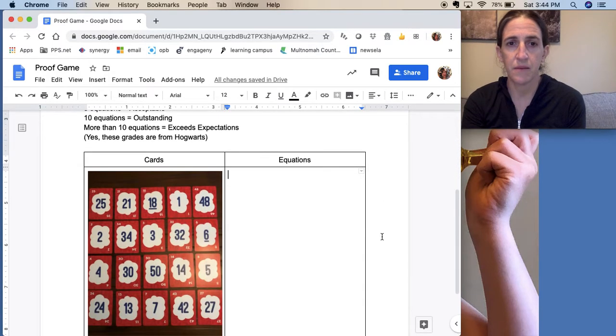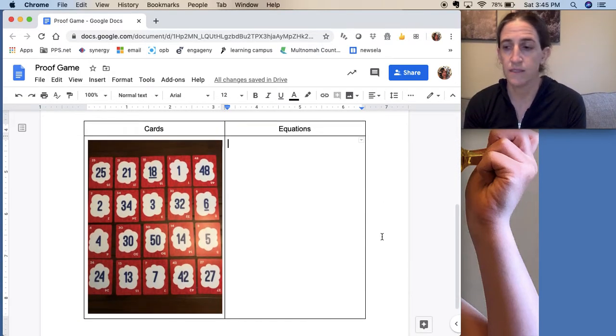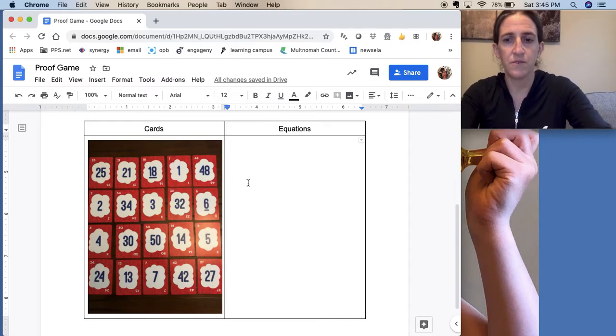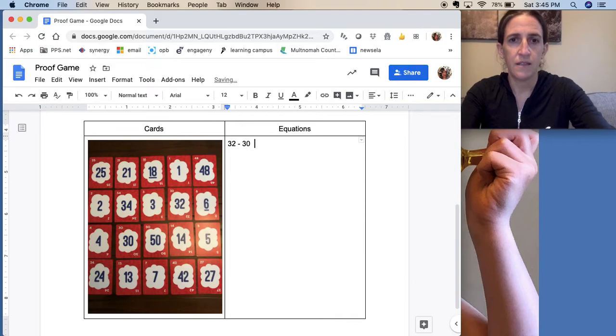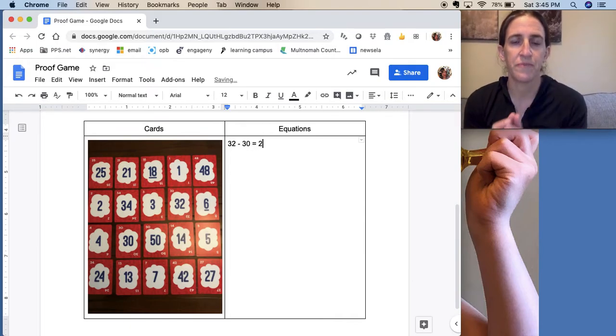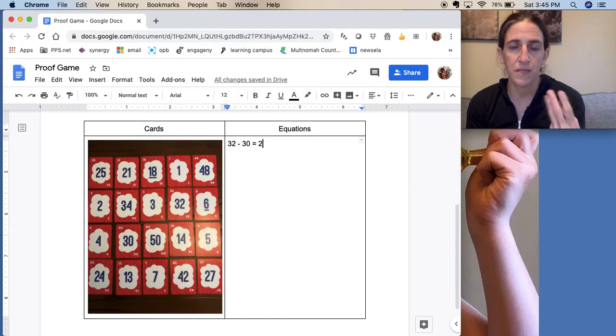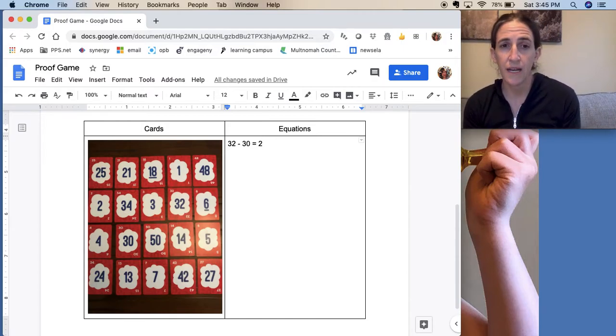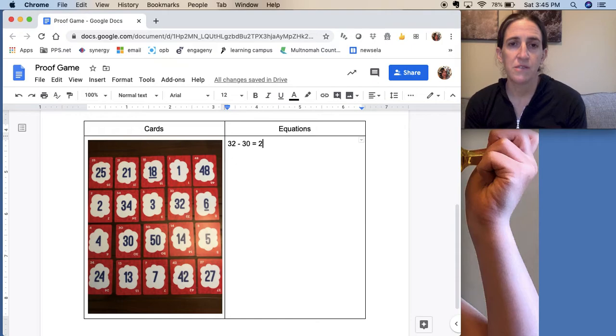Here are some examples. So if I look at all these cards, I have noticed these two numbers close together, 32 and 30. So if I do 32 minus 30, that equals 2. Okay, so I used 3 cards. And in the real game in person, you would get all 3 of those cards, and that would give you 3 points for the game. So you want to try to use as many cards as possible. So now I'm thinking, that only gave me 3 points. That meets the minimum, but how could I get more points?